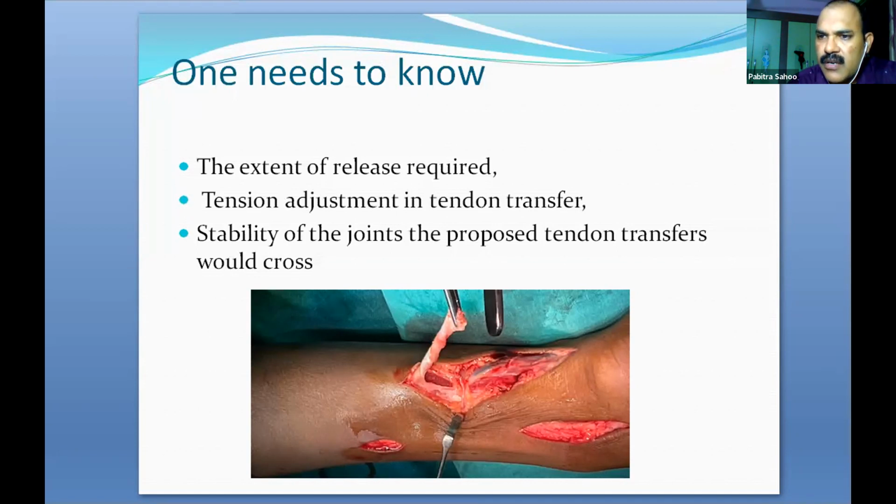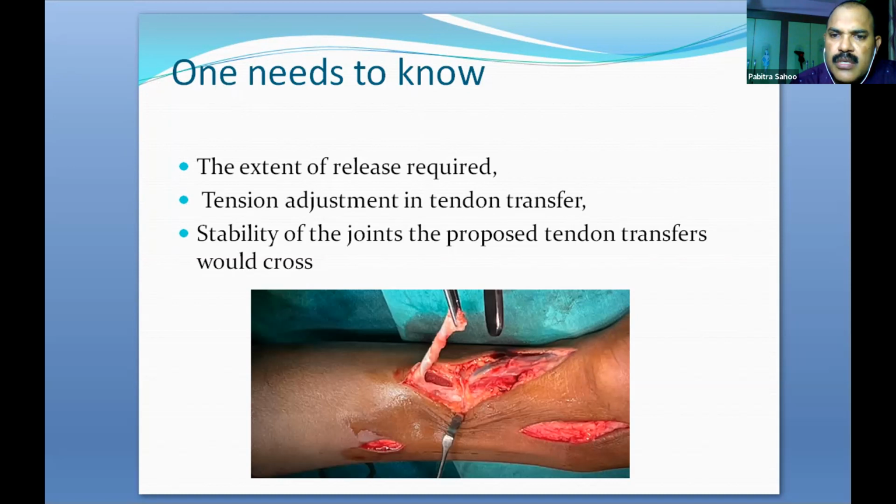Tension adjustment in the tendon transfer. It's not like flaccid type of paralysis. Here, one has to be very judicious. Suppose you are lengthening flexors and you are excessively lengthening, your hand grip may be poor. Whatever grasp the patient had earlier, he will lose. So the tendon adjustment, what tendons you are transferring, and the tension during transfer, is also important.